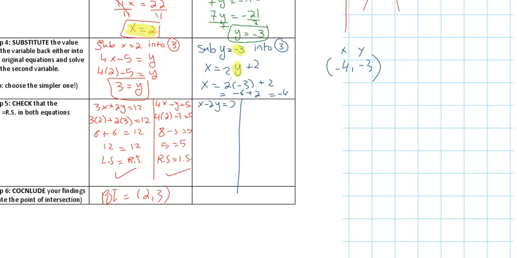I know x equals to -4, and I know that y is equal to -3. So, -4, what's -2 times -3? What's 2 times 3? Oh, sorry. 6. So it's +6, because both of them are negative, right? Yeah. Now what's -4 plus 6? 2. Left side equal to the right side?